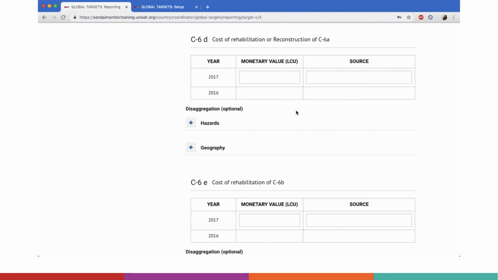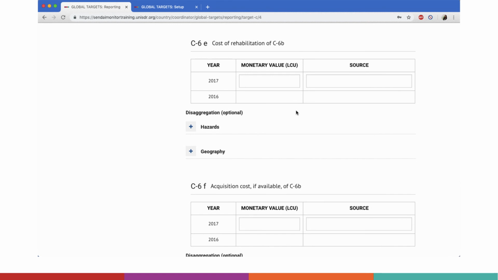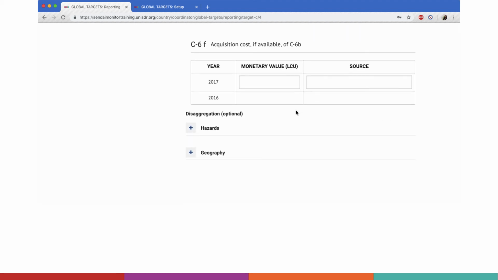For C6E, enter how much it would cost to repair damaged artwork and other mobile cultural objects such as the Mona Lisa painting. Finally, C6F is the acquisition or replacement cost for mobile cultural assets destroyed and listed in C6B. This is how much it would cost to replace the damaged or destroyed movable assets.